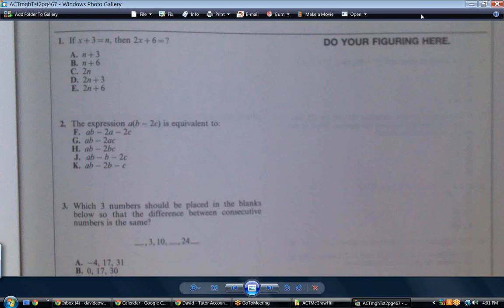Recording here. Can you read that okay? Yeah.